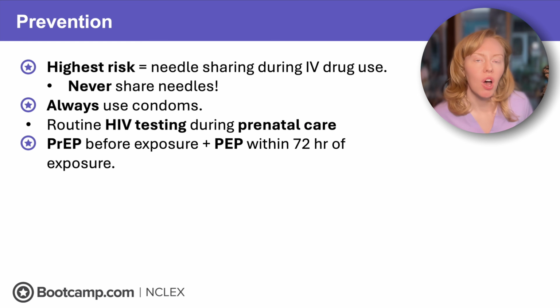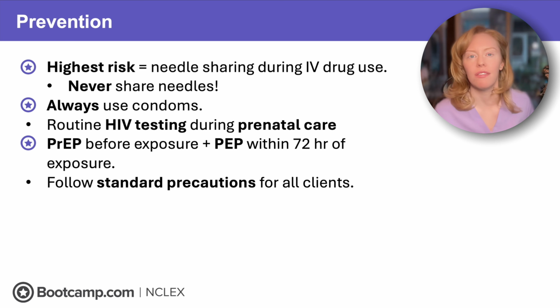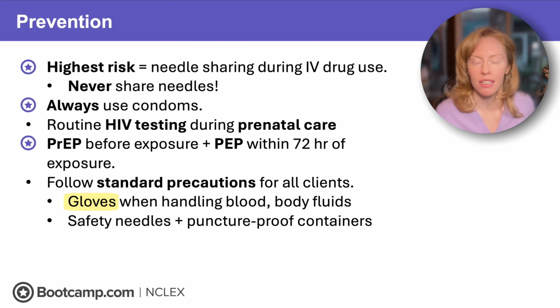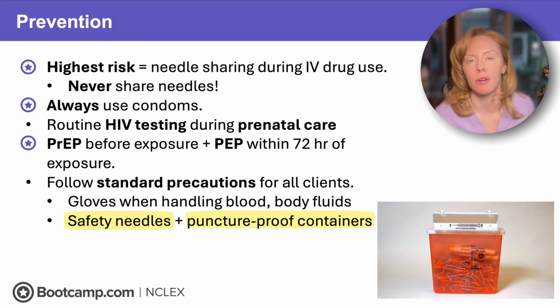And for patients who have an ongoing risk of exposure, like someone who has an HIV-positive partner, they can take pre-exposure prophylaxis or PrEP before that exposure. And if there's an accidental exposure, like if a condom breaks, we can offer post-exposure prophylaxis or PEP, which should be started within 72 hours of the exposure. And of course, even if we don't know their HIV status, we should follow standard precautions for all clients, which includes wearing gloves when handling blood and body fluids, and using safety needles and puncture-proof containers to prevent needle stick injuries.